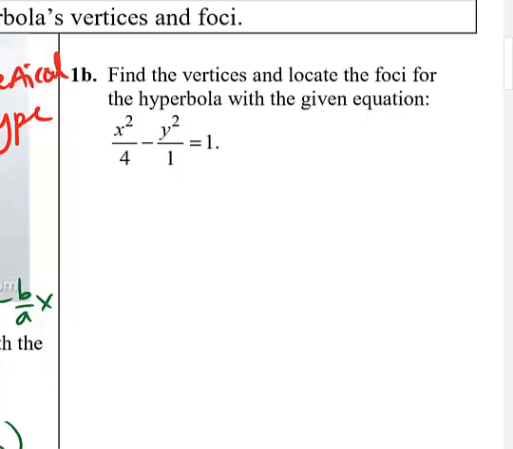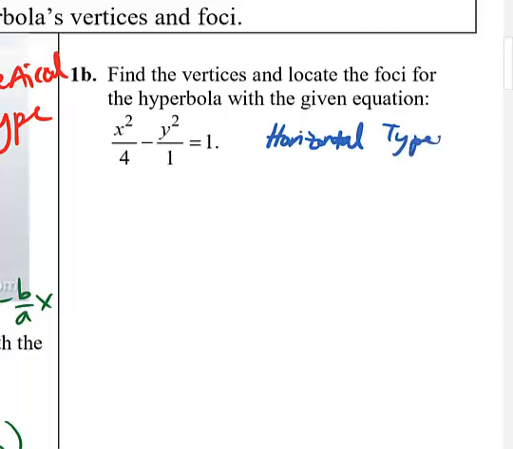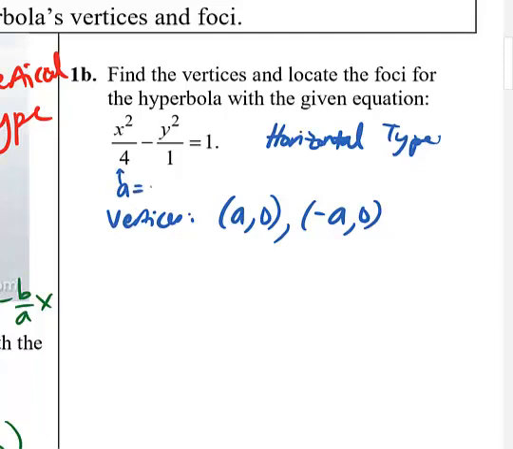And here's another one. This is another horizontal type, because again the x term comes first, and then the y term. So it's going to have vertices, similarly, a comma 0 and negative a comma 0. It looks like a, the square root of the number below x, should be 2. b, the square root of the number below y, should be 1. So our vertices should be 2 comma 0 and negative 2 comma 0.